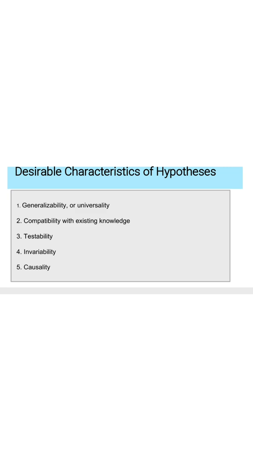Regardless of its other traits, if it cannot be tested adequately, it is of little or no value. It can even be argued that the hypothesis should imply how it can be tested. Fourth, invariability. Simply put, the relationship stated in the hypothesis should not vary over a reasonable period of time. Fifth, causality. The ideal hypothesis states a relationship that is causal in nature. Many researchers also argue that the hypothesis should be predictive.